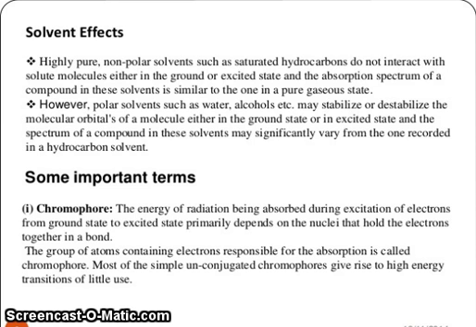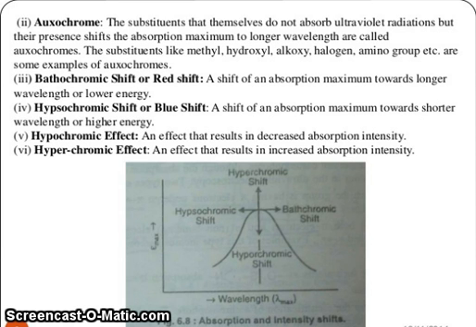Some important terms: chromophore. The energy of radiation being absorbed during the excitation of electrons from a ground state to an excited state primarily depends on the nuclei that hold the electrons together in a bond. The group of atoms containing electrons responsible for the absorption is called a chromophore. Most of the simple unconjugated chromophores give rise to higher energy transitions of little use. So friends, you can see the auxochrome, bathochromic shift or red shift, hypsochromic shift or blue shift, hypochromic effect and hyperchromic effect.